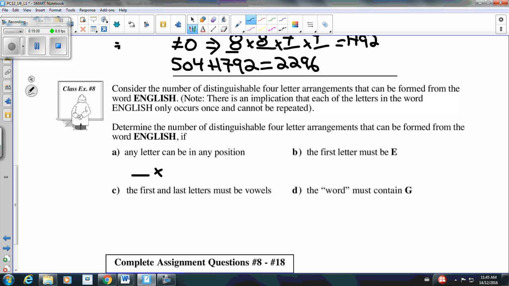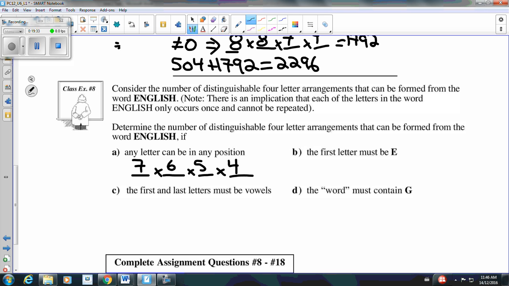So I'm making 4-letter words, so that means I have 4 decisions to make. How many letters do I have to choose from? Well, here I have 7 letters in the word English. So my choice is 7. Once I've used a letter up, I can't reuse it. So it's going to be 7, 6, 5, 4. So you have to think that I'm physically picking up these letters and moving them around, kind of like Scrabble tiles. So once I've placed one, I can't duplicate it and place it somewhere else.